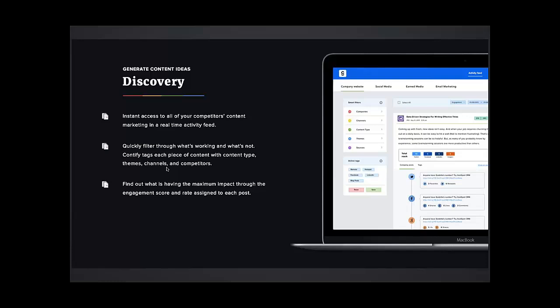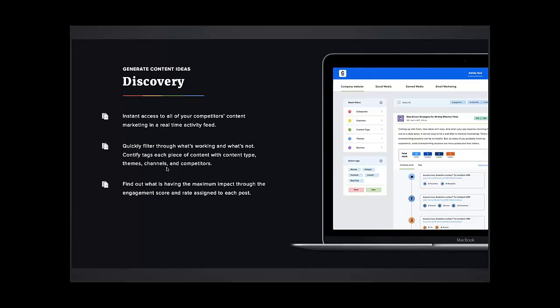And to find out what is having the maximum impact through metrics like engagement and engagement rate, which I'm going to talk more about further in this webinar. There has to be a place where all this information is first aggregated in one place. Otherwise, it becomes a project in itself to first find out what is available out there. And to do it on a daily basis and manually becomes practically unfeasible.